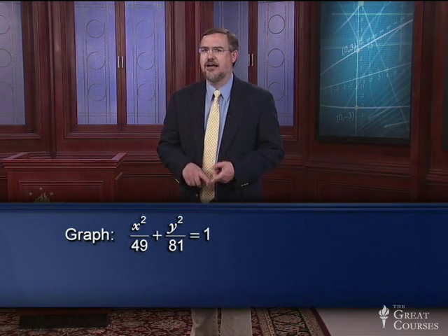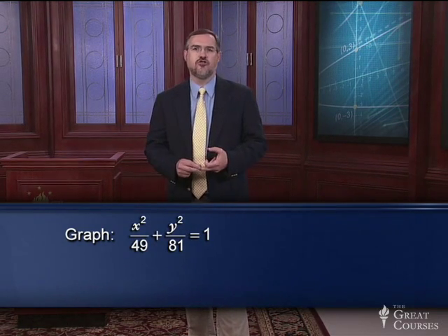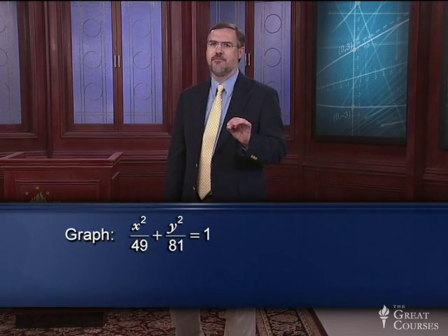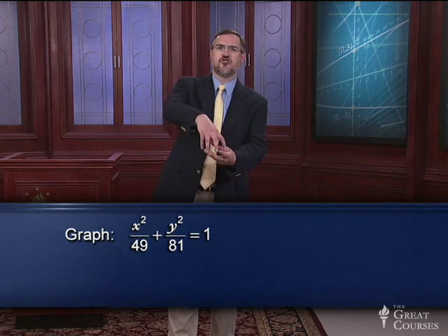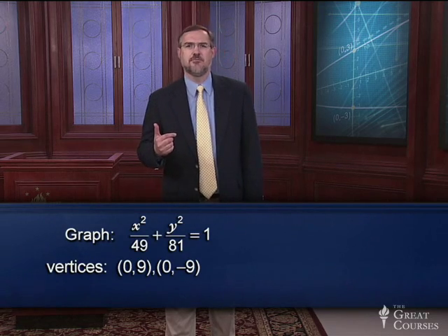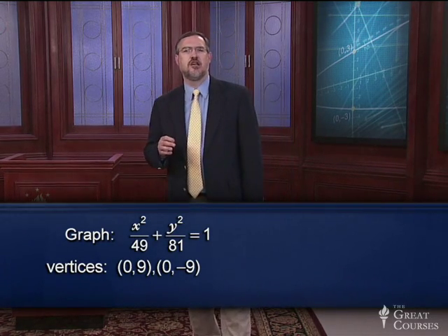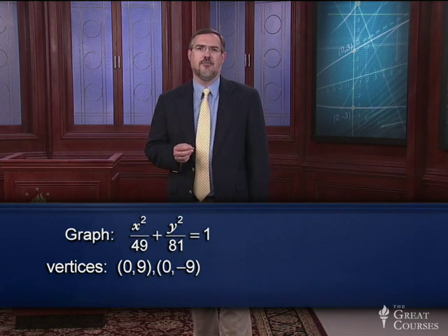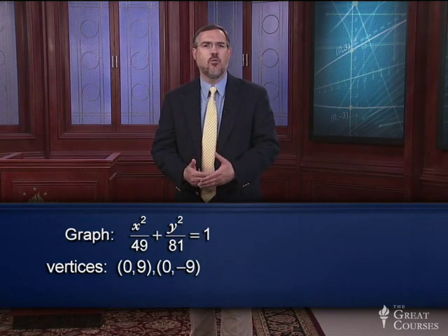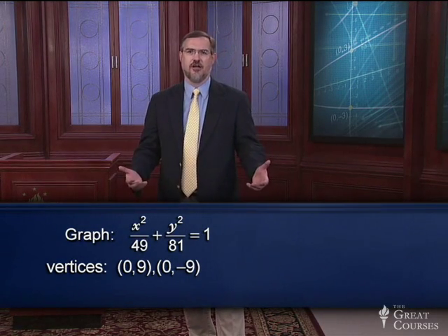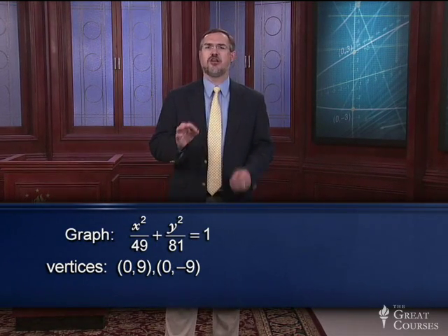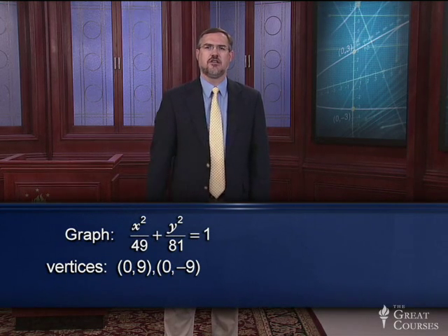Next, what should you look at next? You should look at where the denominator is larger, and in this example, the larger denominator is under the y squared term. So this graph is going to be an ellipse which is stretched in the vertical direction along the y-axis. That means the vertices of the ellipse will be on the y-axis, and they'll be at the points (0, 9) and (0, -9). Why are those coordinates 9s? Because the denominator there was 81, and the square root of 81 is 9. And remember, (0, 9) and (0, -9) are the endpoints of the major axis of this ellipse.